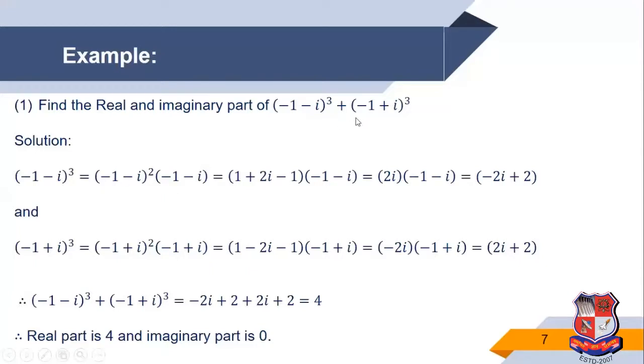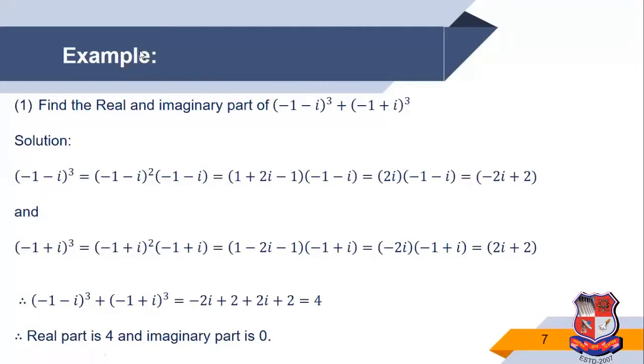Similarly, we expand the second part, (-1 + i) raised to 3. This is equal to (-1 + i)^2 into (-1 + i). This is equal to (-1)^2 is 1, minus 2i, plus i square is -1, into (-1 + i). Nothing but -1 plus 1 cancel. So -2i - 1 + i is equal to 2i + 2.